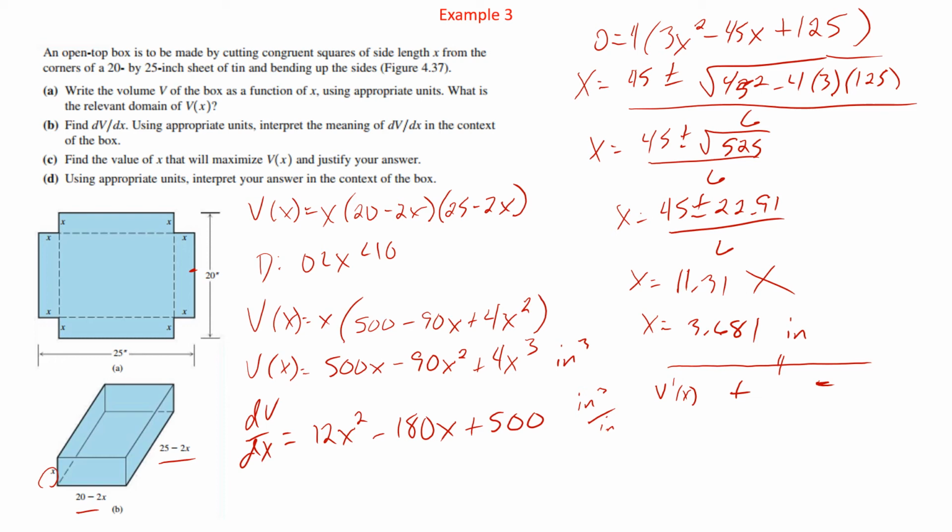Using appropriate units, interpret your answer in the context of the box. So when we take off the 3.681 inches from the square on each of the corners and fold the things up, that will give us the greatest volume of the box. Have we had to find the volume? Find the value of x that will maximize the volume. We have not actually had to find the actual volume. If we wanted to do that, we would just plug the 3.681 into the equation. I think that would be the easiest one to plug it into. But we could find the volume of the box as well.